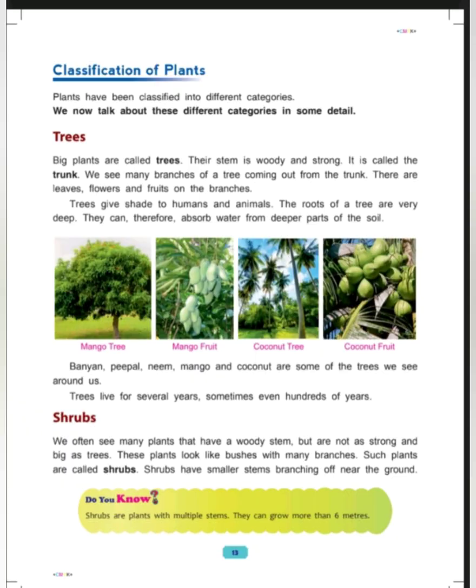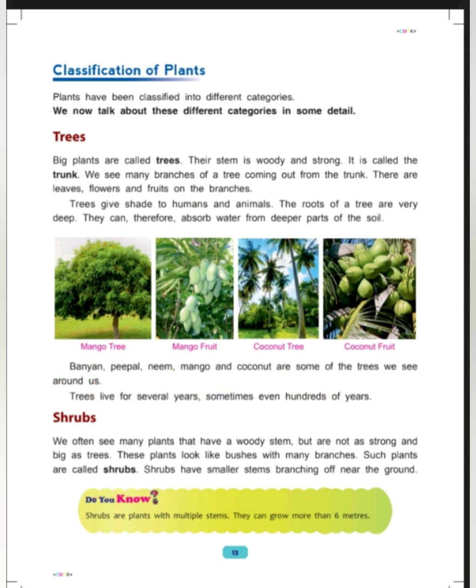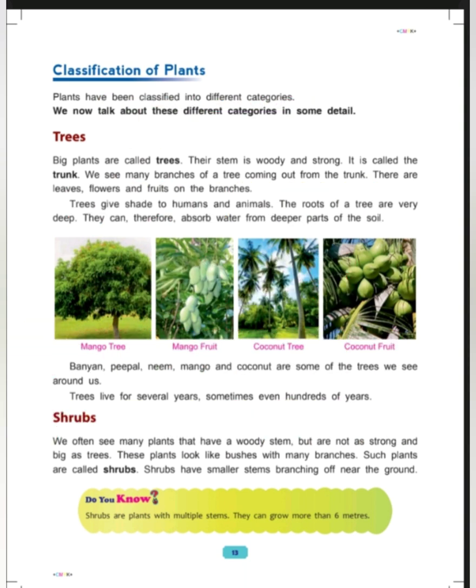Plants are classified, that is, distributed into groups according to their features, similarities, and dissimilarities. Plants are classified into different categories. They are trees, shrubs, herbs, climbers, and creepers.